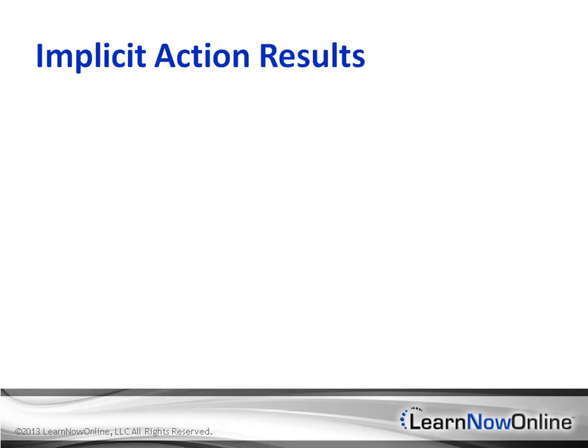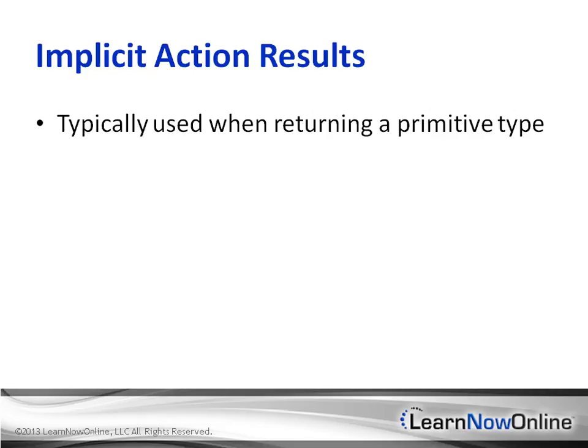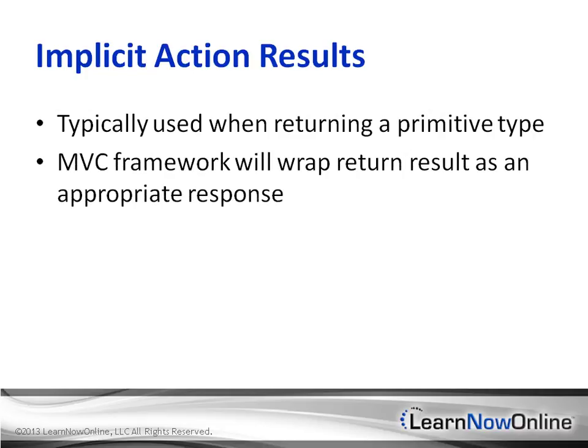There are times when you want your action to return a result that's going to be more or less automatic. It's either part of the framework or it's so closely tied to the .NET framework that you don't need to code a particular action result to cover it. One of these is the implicit action result. This is used when we're returning a primitive type. So if you're returning something that's native to the .NET framework, like a string or an integer or a GUID, or something that's a data type that's built into the .NET framework, then you don't necessarily need to create a content result or something just for that. The MVC framework will actually wrap the return result as an appropriate response. If your action just returns a string or an integer or whatever that primitive data type is, the framework will go ahead and handle that for you, and you don't necessarily need to make a content result.